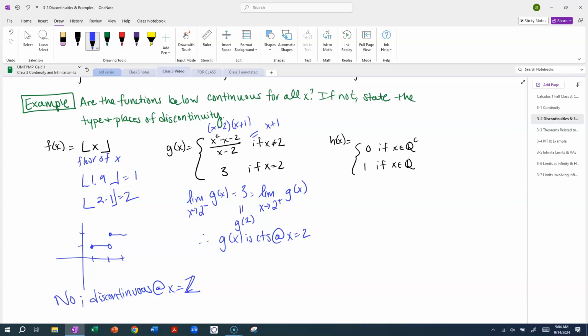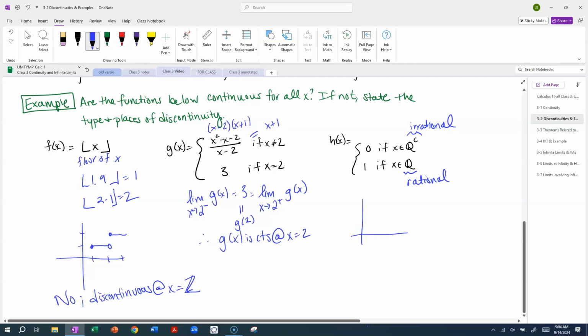Next one. So now the terminology here might confuse you a little bit. h of x is 0 if x is within the irrationals, Q complement. Q is the set of rationals. And so when we have a rational number, h of x is going to be the value of 1. And when we have an irrational, something that's not rational, it would be 0.